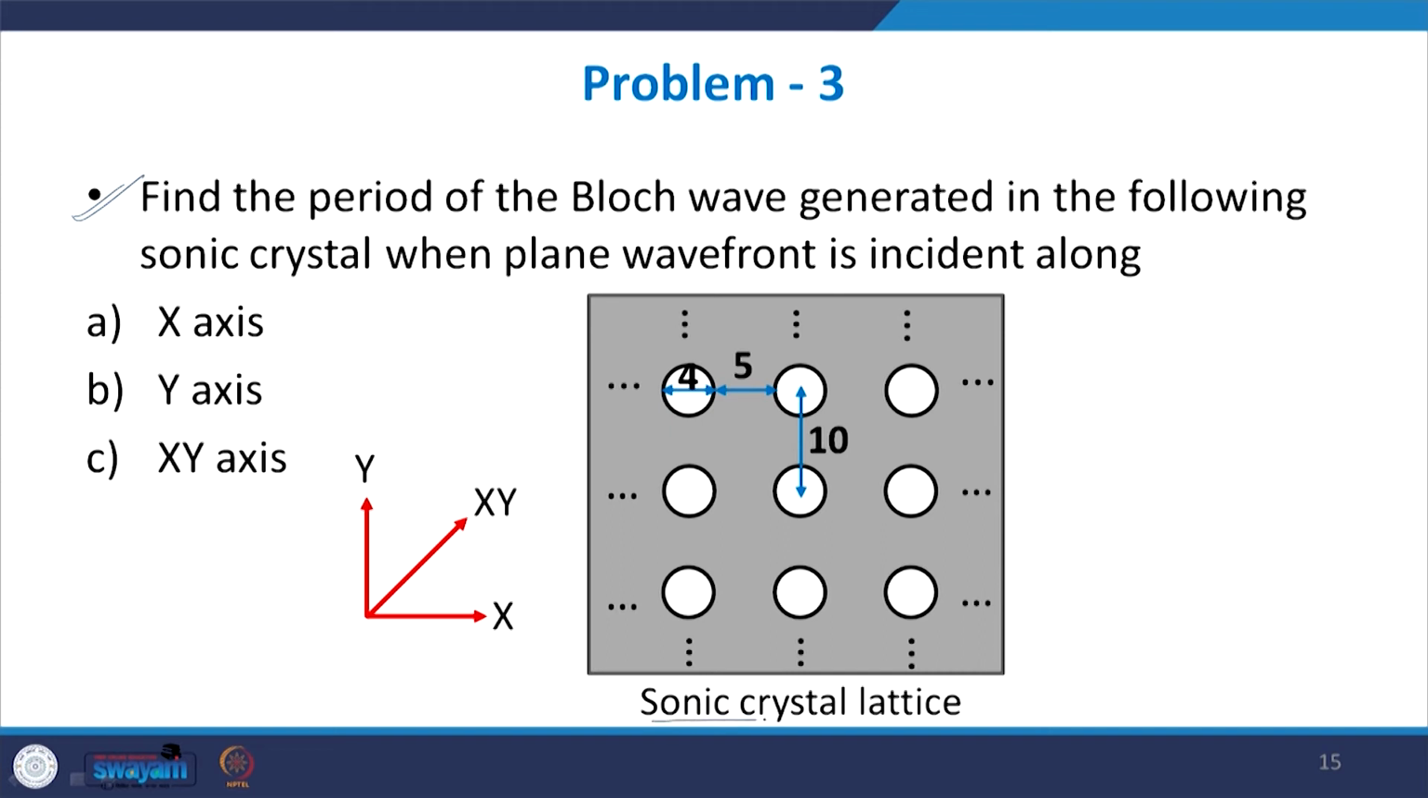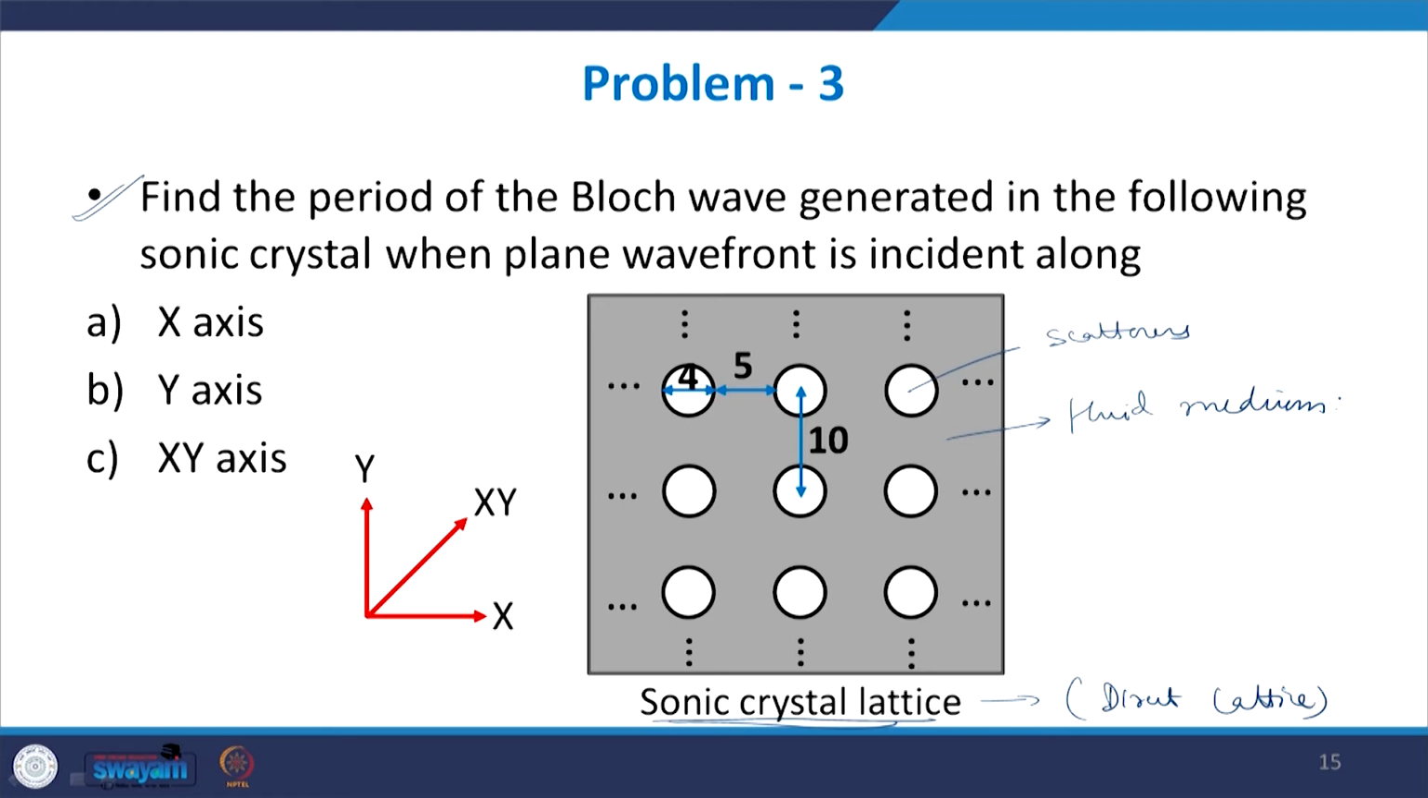So again we have some sonic crystal lattice. Now this is actually a direct lattice, this is not a reciprocal lattice. So this is the sort of arrangement. Here these are the various scatterers and this is the fluid medium, and this is how the sonic scatterers are arranged, or some metal rods are arranged. So what I have to find is what is the period of the Bloch wave that is generated, or the period of the overall acoustic wave.